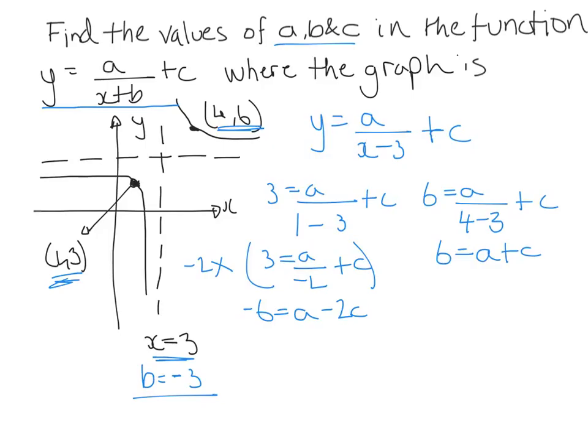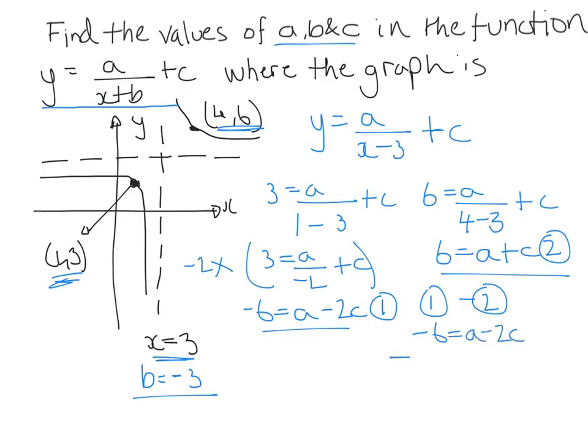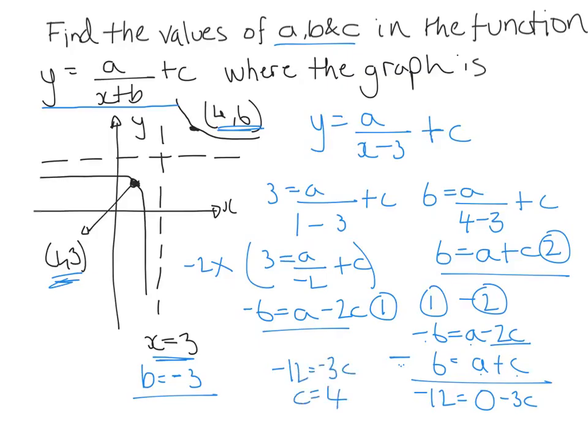Alrighty, well now I've got a pair of simultaneous equations. If this is equation 1 and this is equation 2, I'll say equation 1 take away equation 2. Minus 6 is equal to a minus 2c, take away 6 is equal to a plus c. So minus 6 take away another 6 is minus 12, and a take away a is 0, and minus 2c take away another c is minus 3c. So I'd end up with minus 12 is equal to minus 3c, so c would have to be equal to 4.